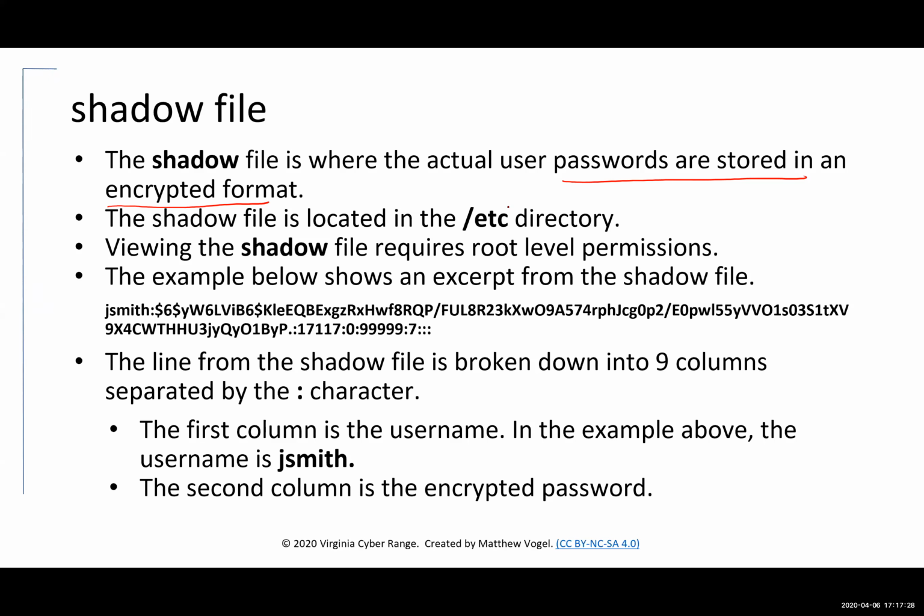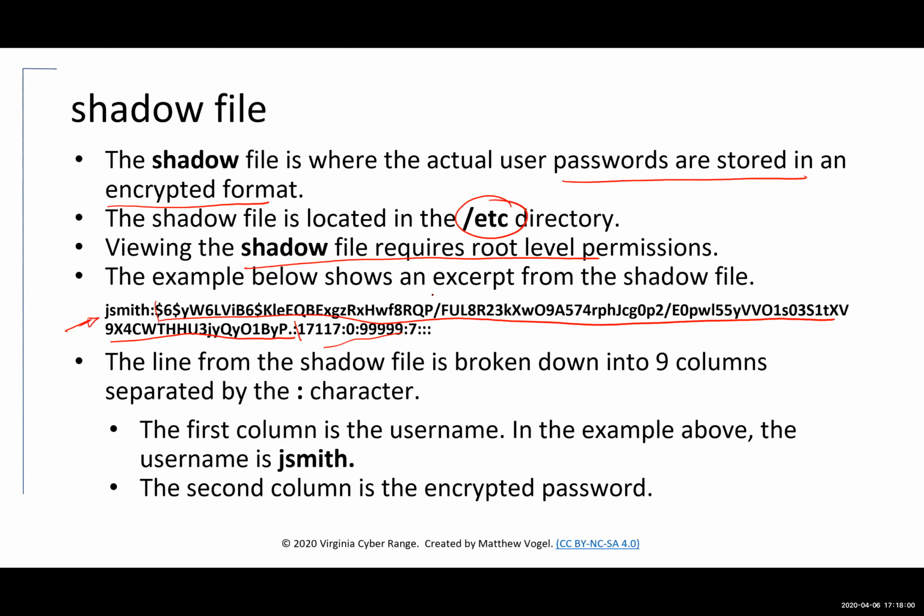The shadow file is located in the etc directory again, so you hear this referred to as etc shadow. Viewing the shadow file requires root permissions. Here's an example. Here's J Smith, colon, and then all this between this colon and the next colon, which is right here, is the quote unquote encrypted representation of J Smith's password. And then you have some other data after that.